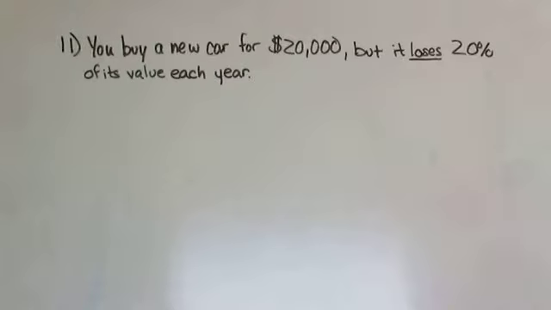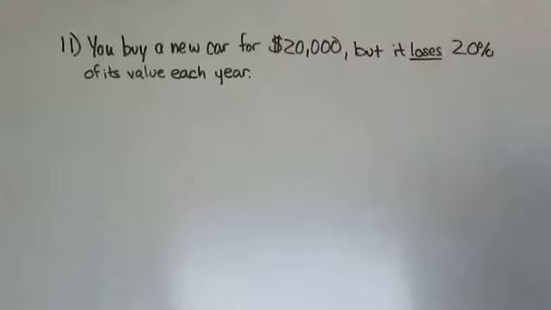So today I'm going to be talking about how to write an exponential function from a situation. So I'm looking at problem number 11 from the review sheet, and it says, you buy a new car for $20,000, but it loses 20% of its value each year.